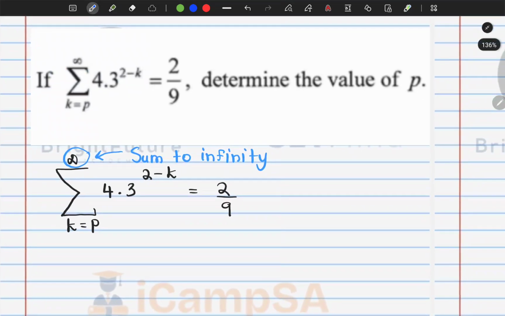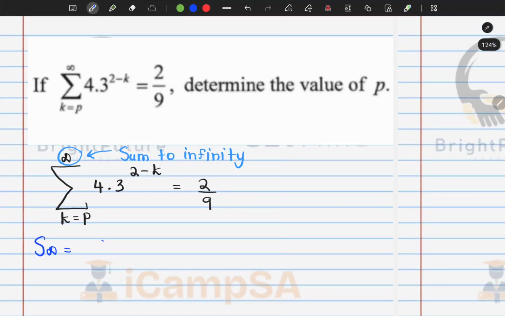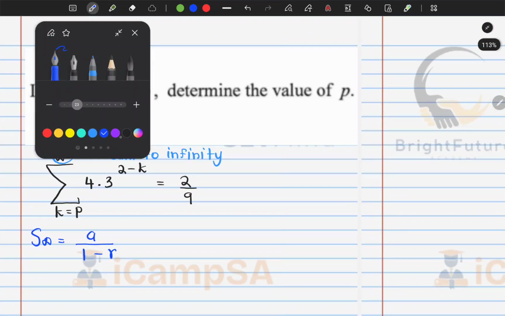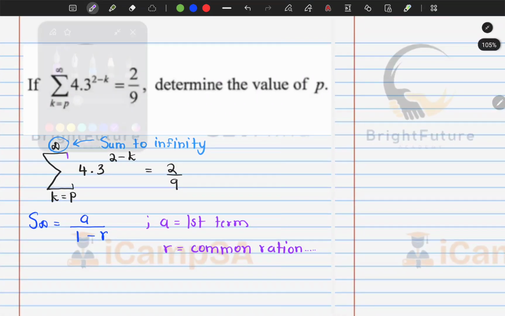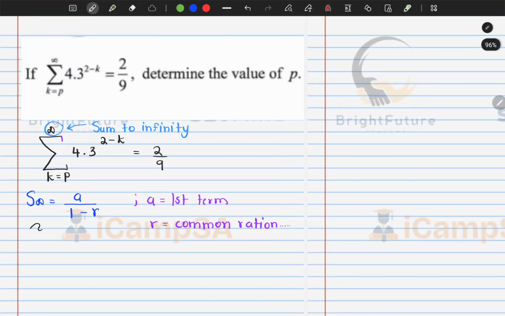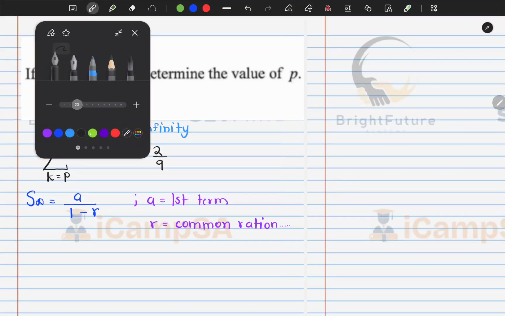And now what we need to remember is, how do we find the sum to infinity? You should remember that the sum to infinity is always given by a divided by 1 minus r, where a equals our first term, and r is our common ratio. So in order for us to find what this is equal to, we need to figure out what a is and what r is.